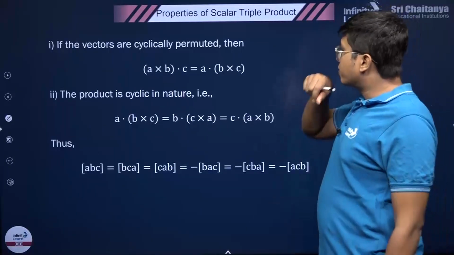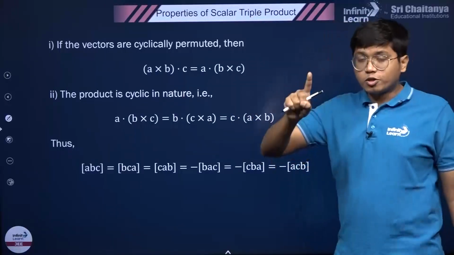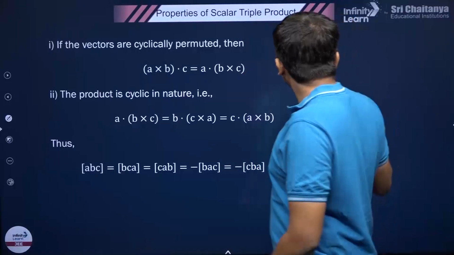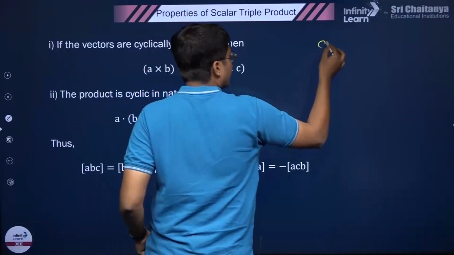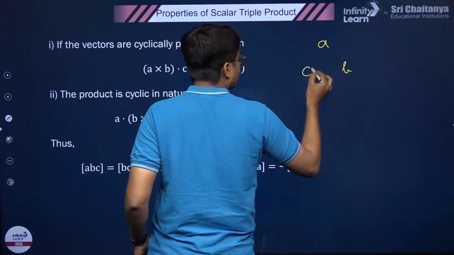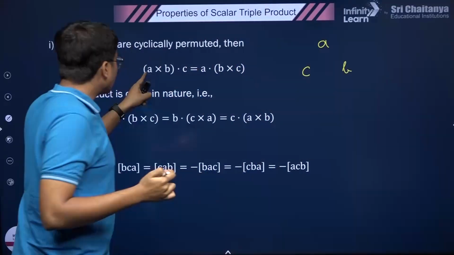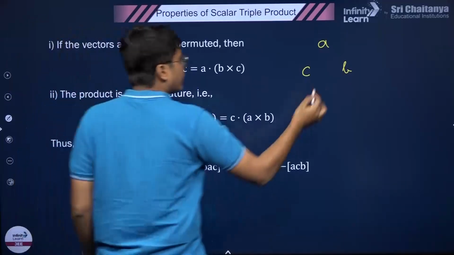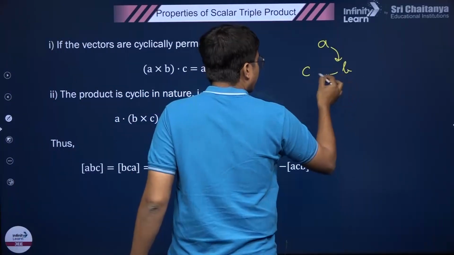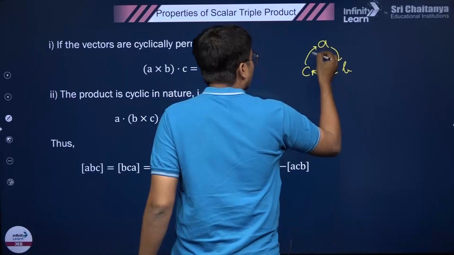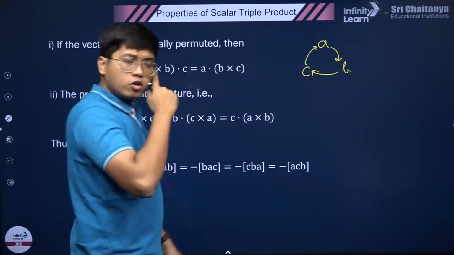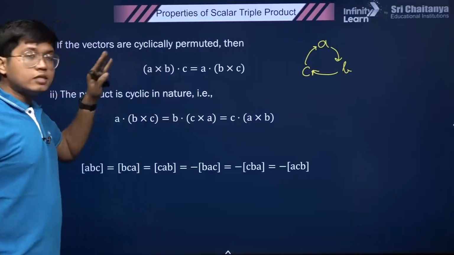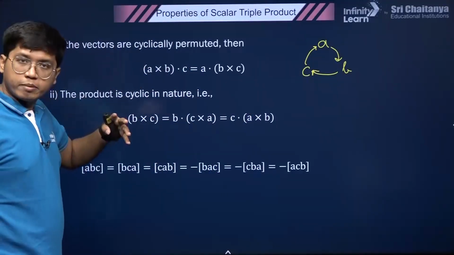Next up, if the vectors are cyclically permuted, okay, this is a crucial one. What is cyclic permutation? Normally, if you have three vectors a, b and c, you place them as such: a, b and c. If it's given as a cross b dot c, you're going from a, b, c, then create an arrow as such. You're going from a to b to c, and also just to complete the circle, go from c to a. Now, this tells you about the cyclic permutation. What do I mean by that?